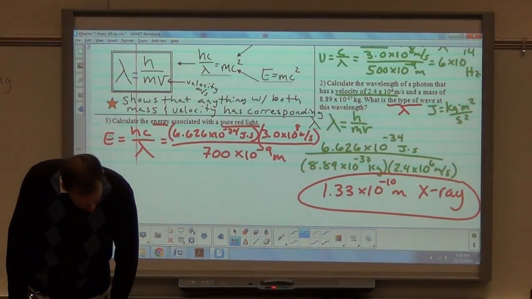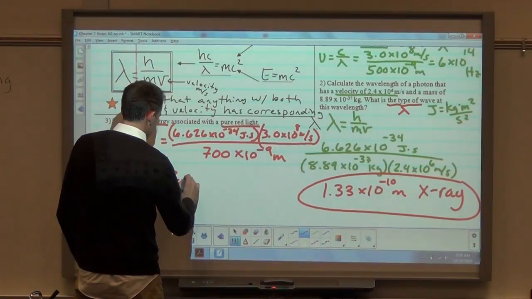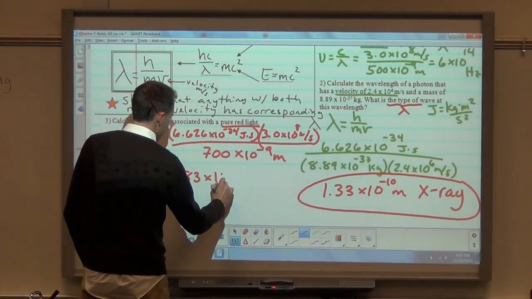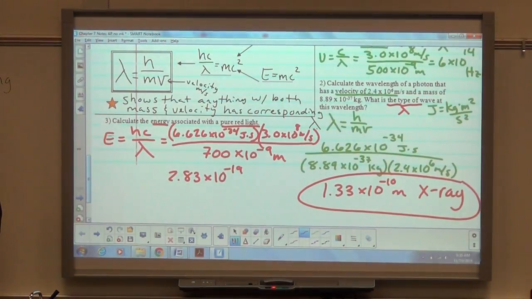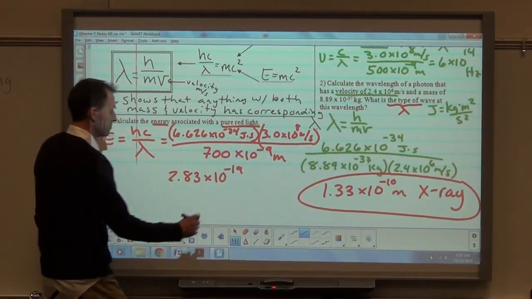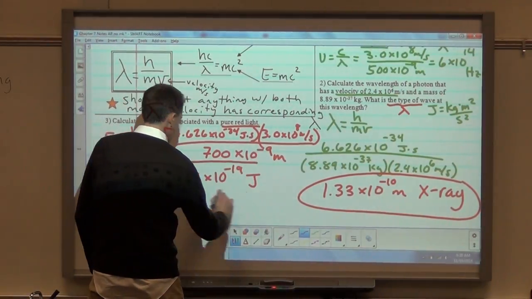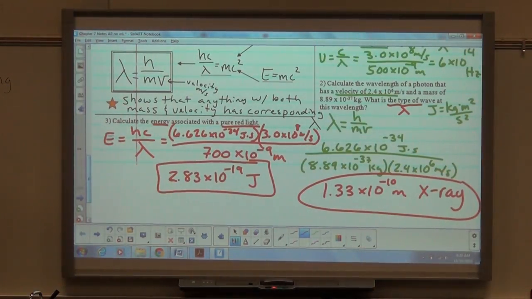Do all that. Anybody else? 2.83, something like that, 10 to the negative 19? Is that close? Close enough? What is my unit? Joules. It's an energy, right? Joules. Now, if you get stuck, you can always look through, but, you know, cancel things out.